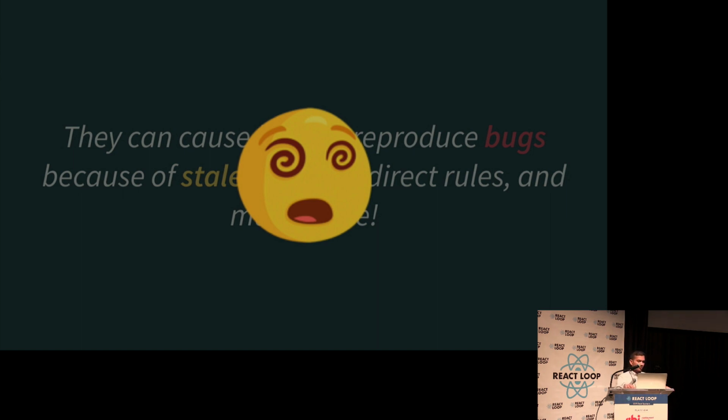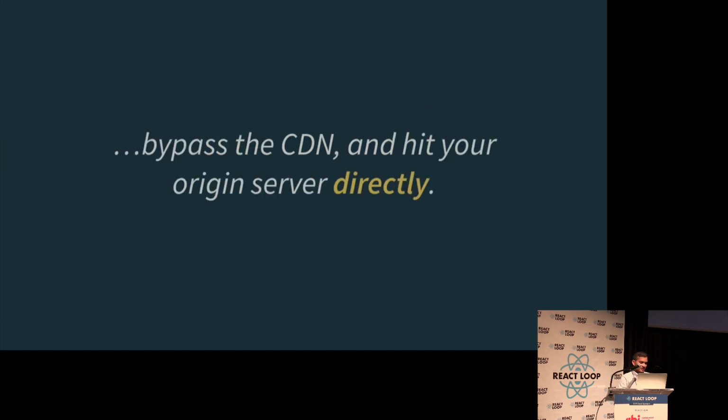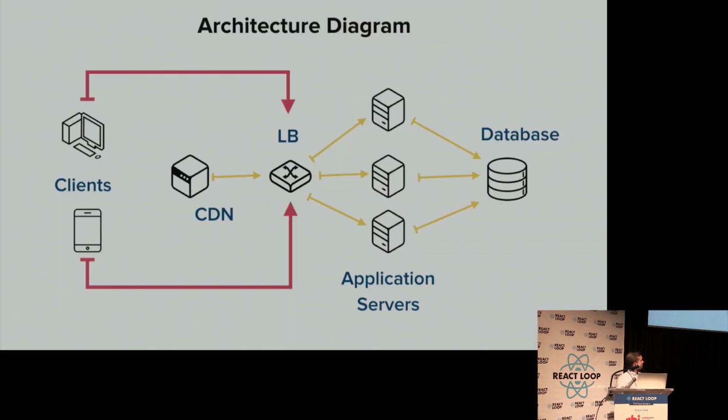We definitely should use CDNs in production, but we need a strategy for ruling them out as a source of a bug. So, one weird trick to rule out CDN issues is to bypass the CDN and just hit your origin server directly. It'll rule out any issues caused by a CDN misconfiguration.